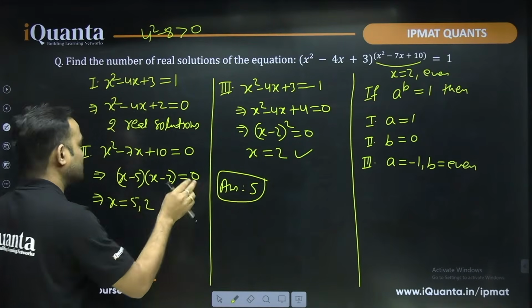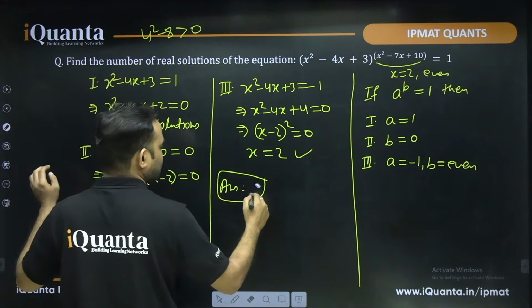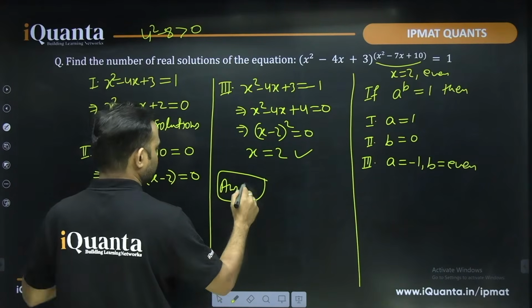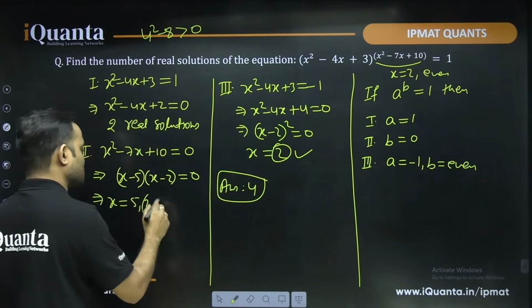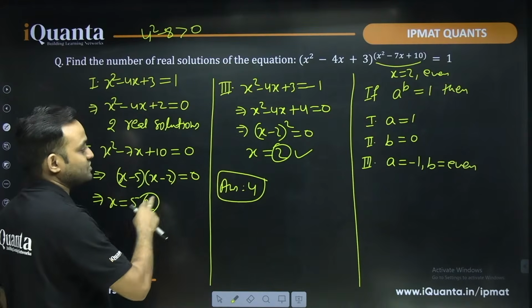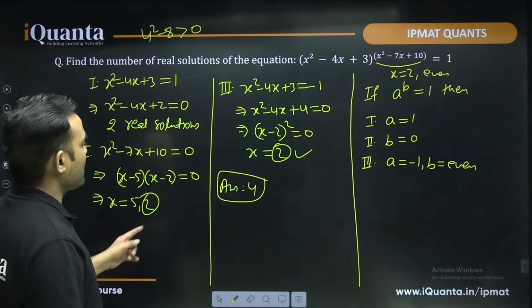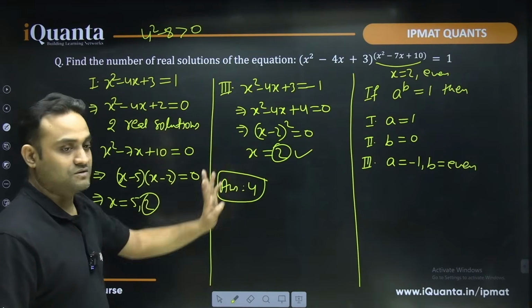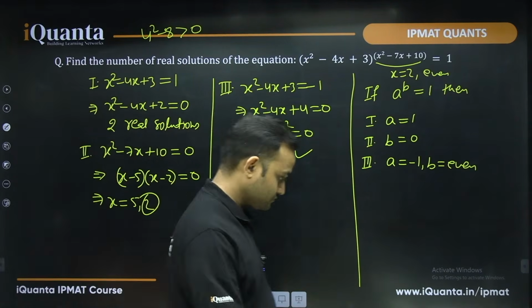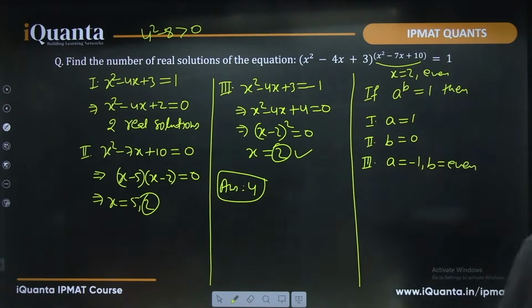So answer is 5. 2, अच्छा 2 भी नहीं, 2 तो already ले चुके हैं, answer will be 4. Because this 2 and this 2 is common, right? These two are common. So answer will be 4. 2 here, 1 here, 1 here. 4 is the correct answer. Correct.